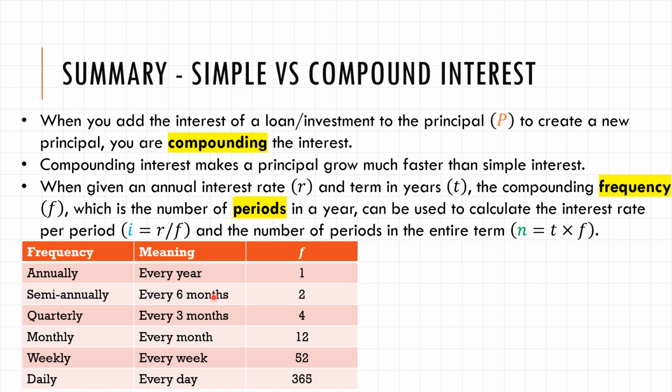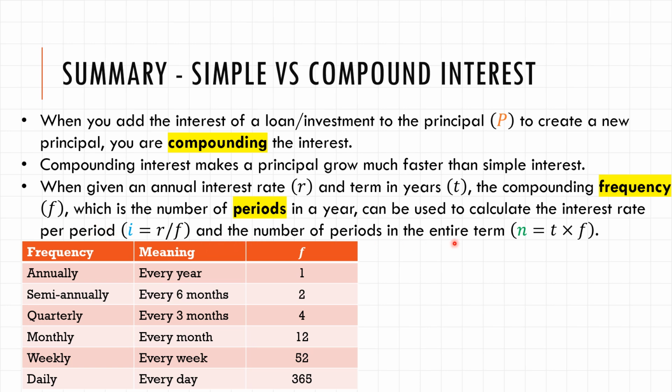But if a period is only every 6 months, then just like we took 12% and divided it by 2 to get 6% for 6 months in our investigation, we take the annual interest rate and divide it by the frequency to find the interest rate per period. And we're going to use the variable I to signify the interest rate in 1 period.